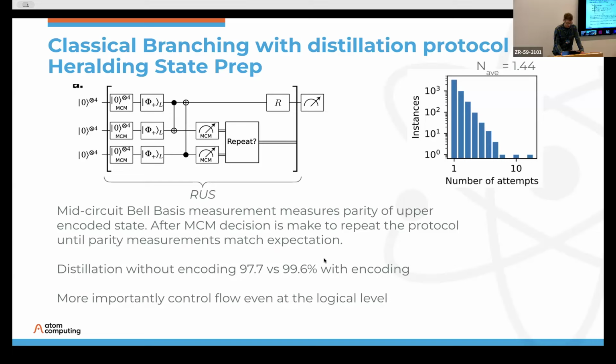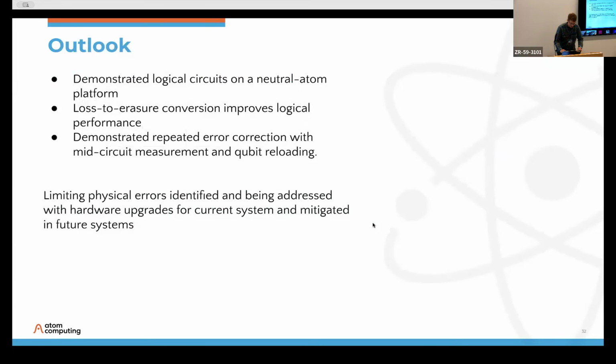So this is similar to things like magic state distillation that you would need to actually make quantum computing work at utility scale. But yeah, this is the last slide.